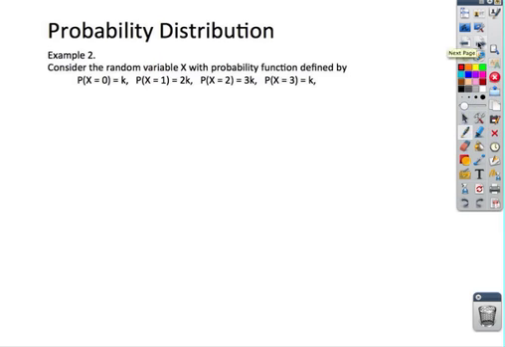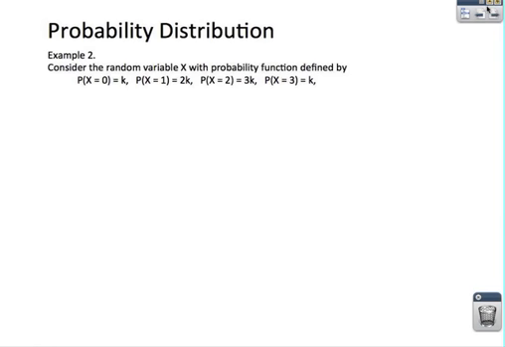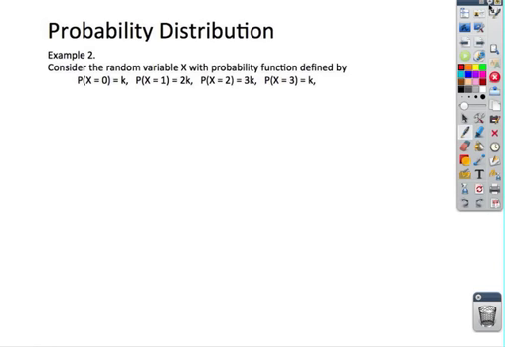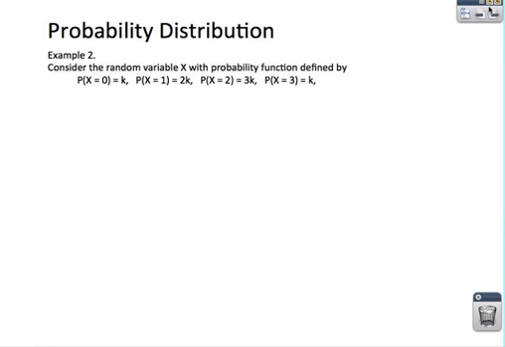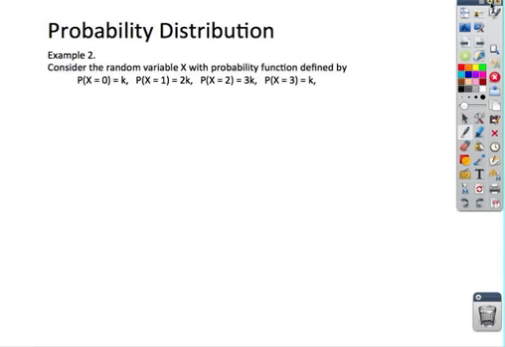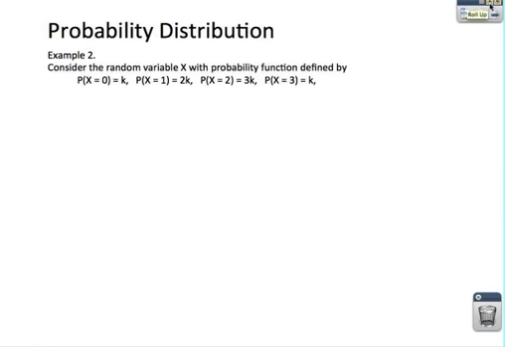All right, so here we'll do a problem. We're given these different probabilities. The probability of the outcome x equaling 0 is k. The probability of the outcome x equals 1 is 2k. The probability of the outcome x equals 2 is 3k. And the probability of the outcome x equals 3 is just k. The direction here should say to find k.